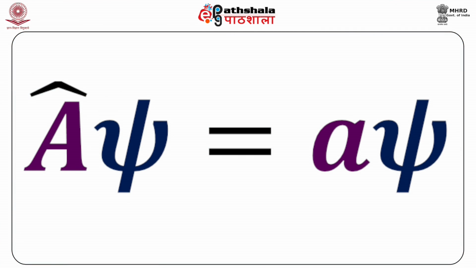Suppose that operator is A cap. Then we will take that operator and operate it on the wave function. And after operation, if we get a constant small a times the wave function back, then this equation is called the Eigenvalue Equation.